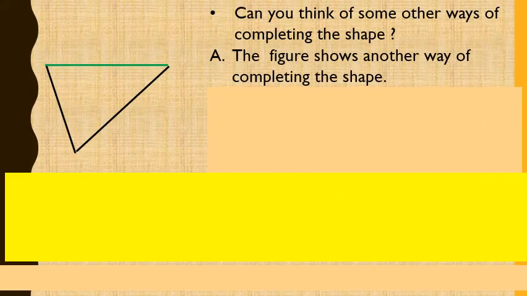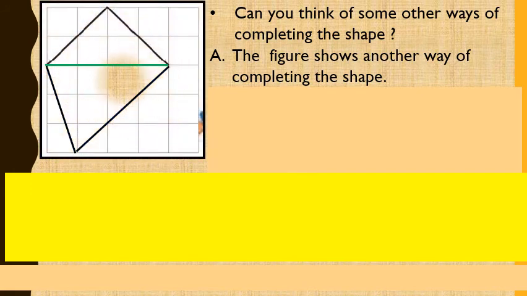Two ways already we have seen related to completing the shape. Now can you think of some other way of completing the shape? Yes, the figure shows another way of completing the shape. Now let us find the area of this shape.